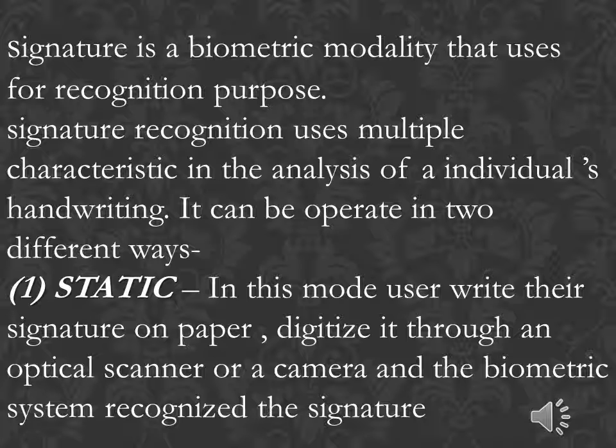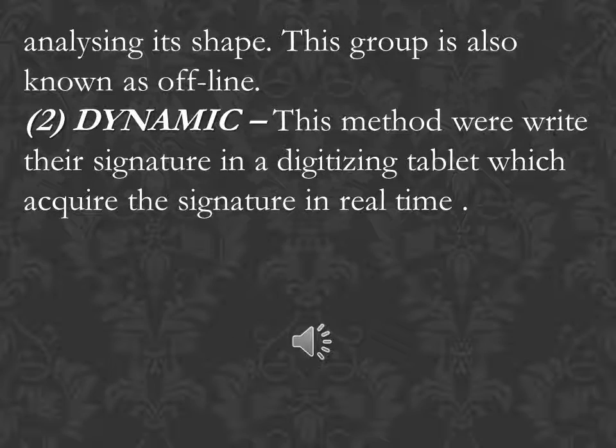1. Static. In this mode, the user writes their signature on paper, digitizes it through an optical scanner or a camera, and the biometric system recognizes the signature. Analyzing the shape, this group is also known as offline. 2. Dynamic. In this method, the user writes their signature on a digitizing tablet which acquires the signature in real time.